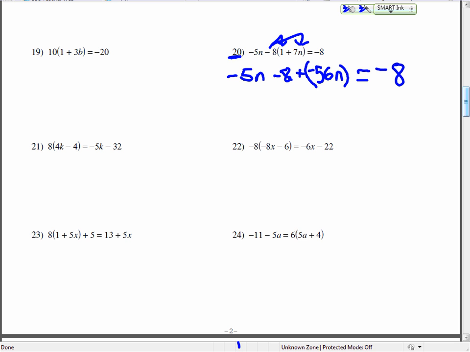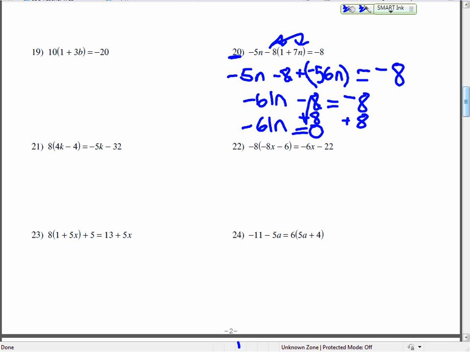Okay, so far so good. Now we got to combine like terms on each side. So negative 5n plus a negative 56n is negative 61n. Great. Minus 8 equals negative 8. Beautiful, son. Great job. Now he's adding 8 to both sides. Negative 61n equals 0. Great. Now what is the relationship between negative 61 and n?